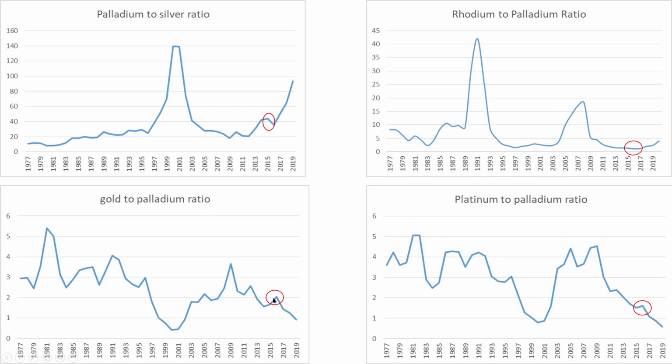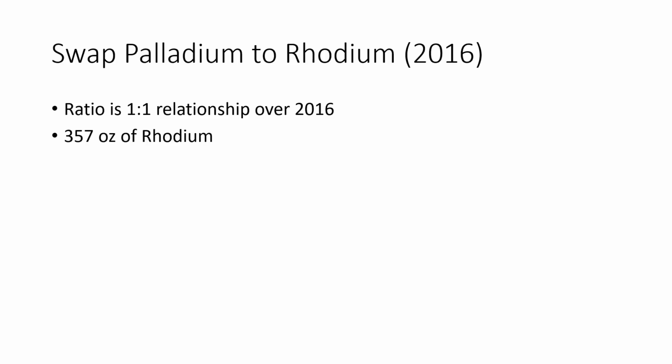Palladium's getting more expensive in relationship to gold. And palladium's getting a little more expensive. It's not too bad against silver, but rhodium is by far the cheapest. So we want to swap it back to rhodium. So we swap our palladium back to rhodium. It is a 1-to-1 relationship. We had 357 ounces of palladium. We now have 357 ounces of rhodium.